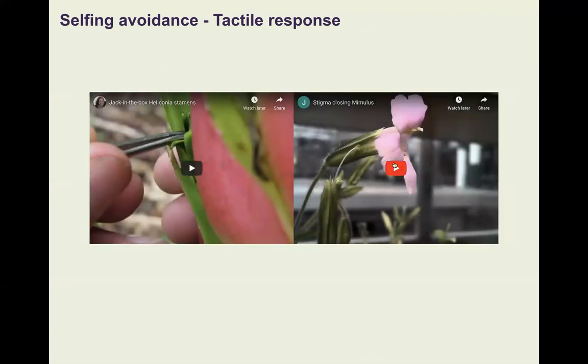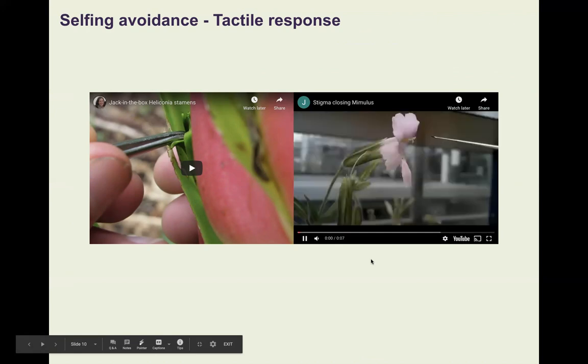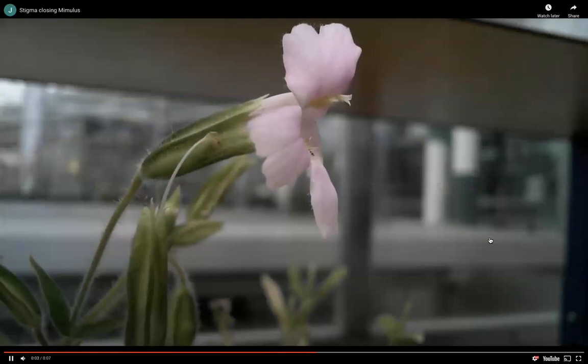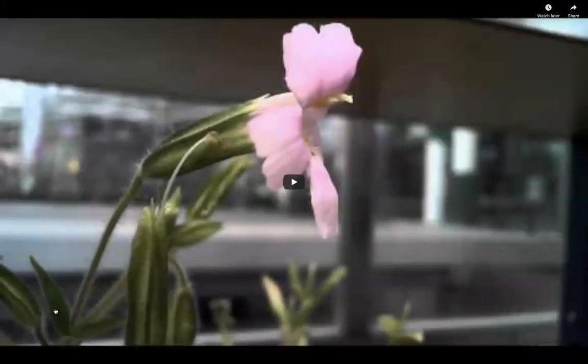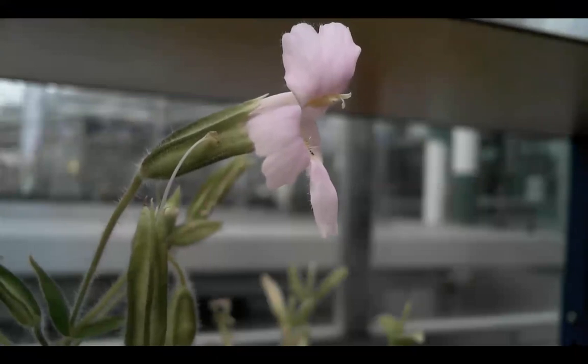So I'll start with the monkey flower on the right here. I mean, that's real time. That's really fast, huh? Touch and close.